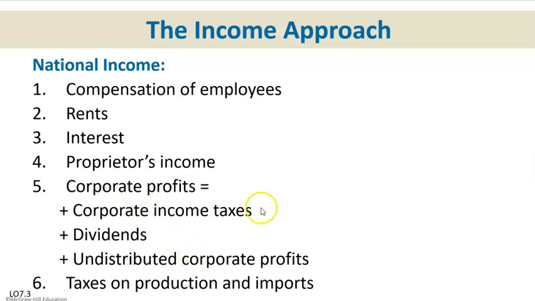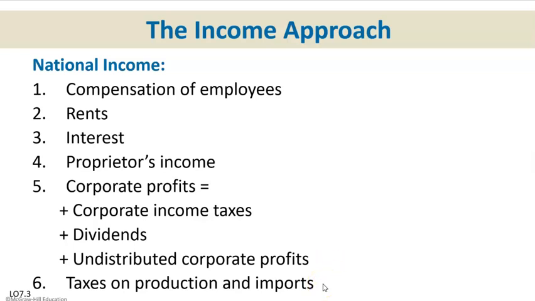So these 3 pieces are corporate income taxes. That's the amount that the corporation, of the profit of the corporation, that actually goes to the government. The second one is dividends. That's the profits that are sent out to their shareholders or investors. And the third one, undistributed corporate profits. Those are profits that the business is going to keep and use and spend in the next year or the following years. The last piece we're going to add into national income is taxes on production and imports.